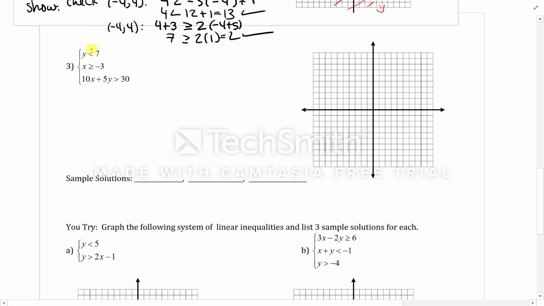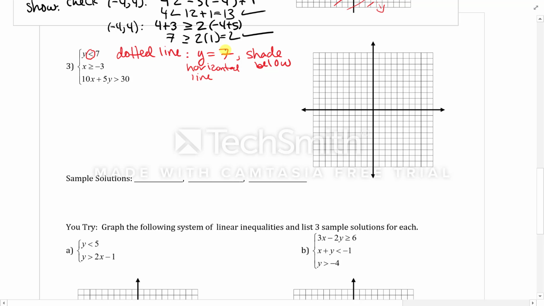Okay, so for the first line, I noticed that it's got a less than symbol, which means I'm going to dot in the line. It'll be a dotted line, and it will be the line y equals 7. So I'll graph that line, but I'll dot it in because that's a less than symbol, and then I will shade below, because the y is by itself, so I can follow the direction of the inequality. So this is going to be a horizontal line because it's a y equals line.